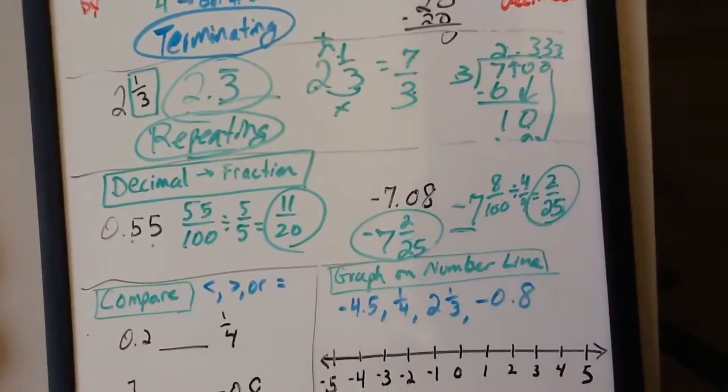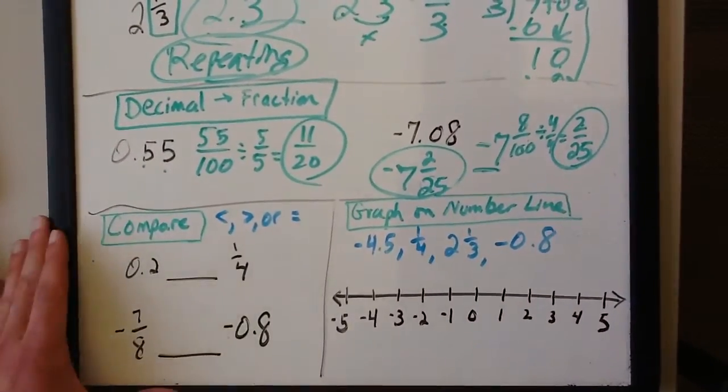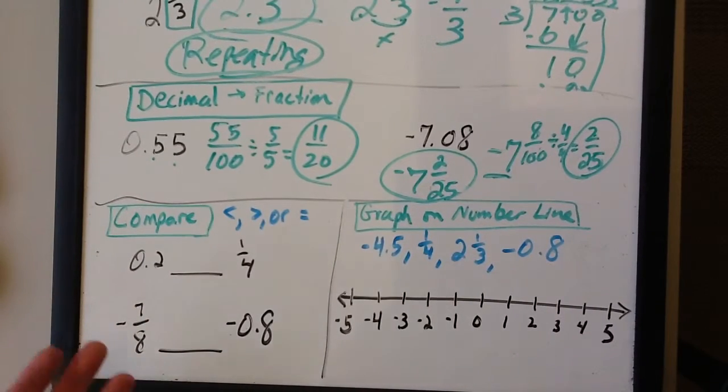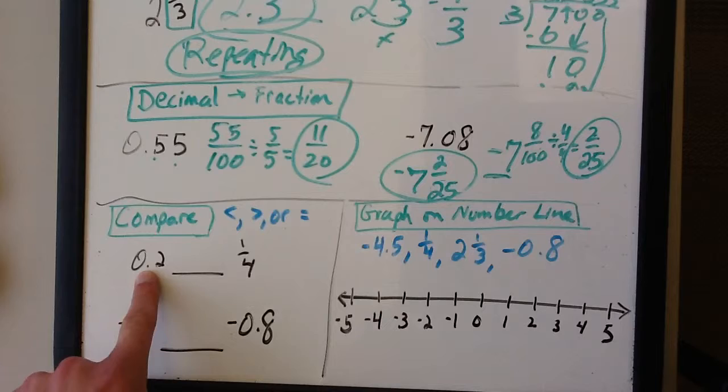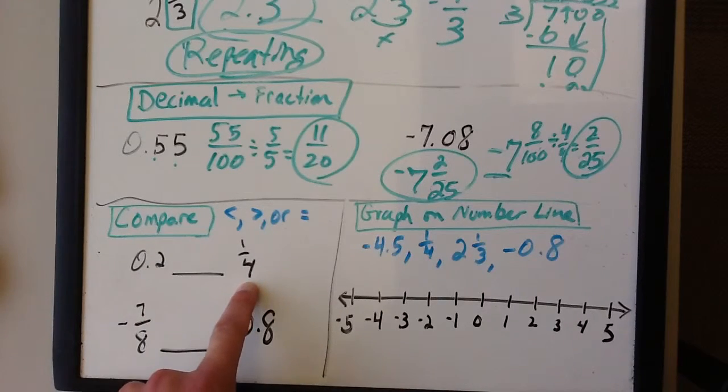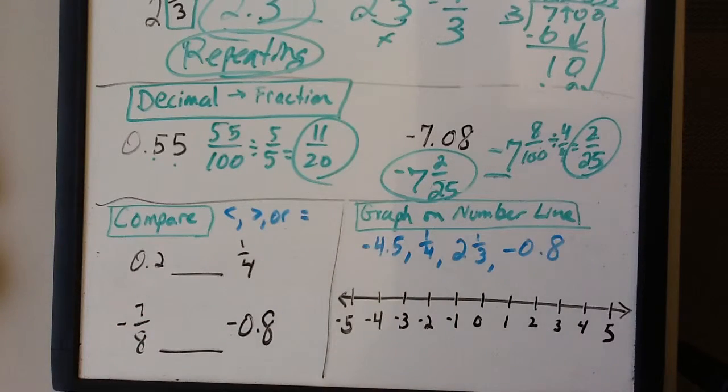All right, next we're going to compare numbers, and we're going to compare a decimal and a fraction. So basically, since they're in different forms, you need to have them in the same form, and the easiest form to compare is in decimal form. So we're going to compare 2 tenths to 1/4. Is it less than, greater than, or equal to?